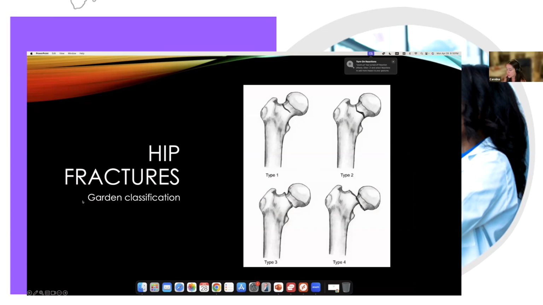This Garden classification is actually a very straightforward, simple classification. He describes a type 1 femoral head fracture as an incomplete fracture, non-displaced. Type 2 is a minimally displaced, sometimes impacted fracture. Then we have type 3 and type 4. They're both displaced, of course, to different degrees. These are actually the type of injuries that would tell the surgeon you probably should think of taking this head off, because the chances of avascular necrosis are pretty high.